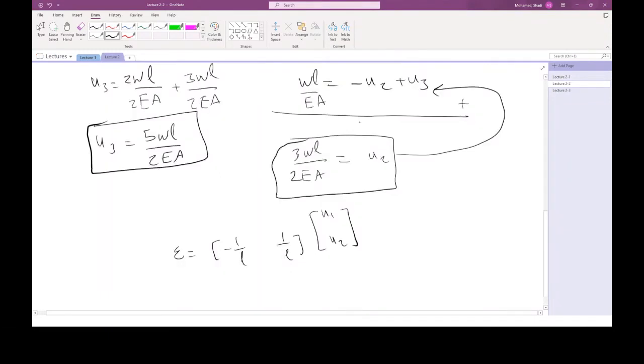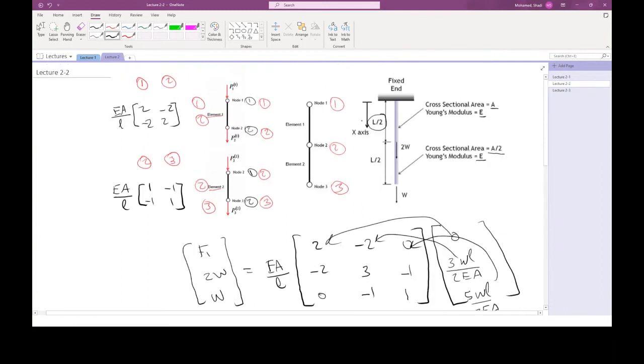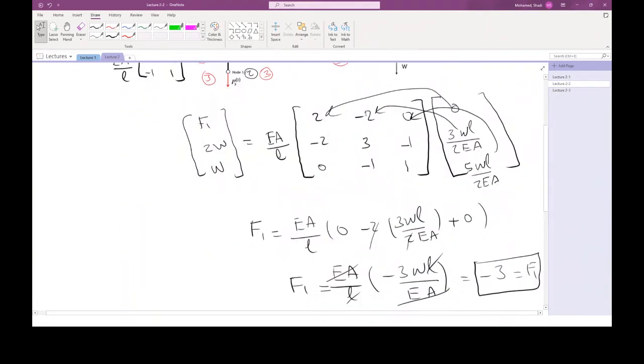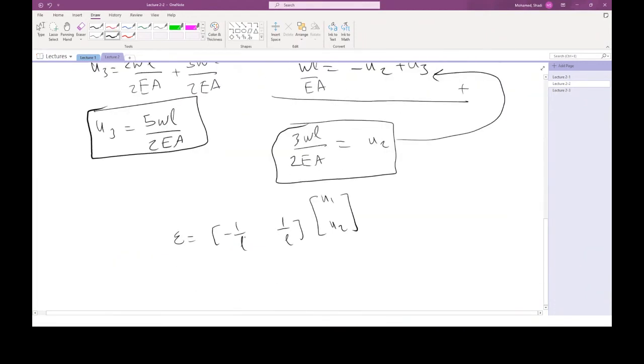Now let us look into the first element and see what are these values here. First of all, what is the length of the first element? The length of the first element is L over 2. So first of all, I need to replace these L's with L over 2. I'll probably just write it this way, as a capital L.